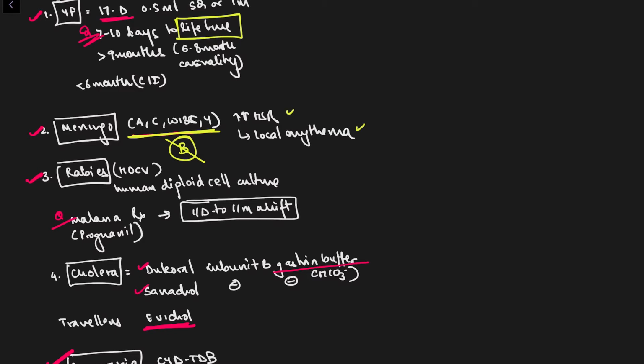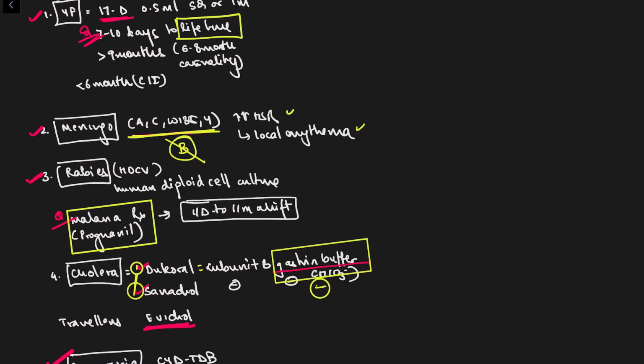Then rabies vaccine, it is a human diploid cell culture vaccine. And remember, Malarone reaction with proguanil is associated with rabies vaccine. Then cholera, the two are Dukoral and Shanchol. Remember, Dukoral is a subunit vaccine, and therefore a gastric buffer needs to be added in Dukoral vaccine, while in Shanchol, since it is not a subunit vaccine, no gastric buffer needs to be added.